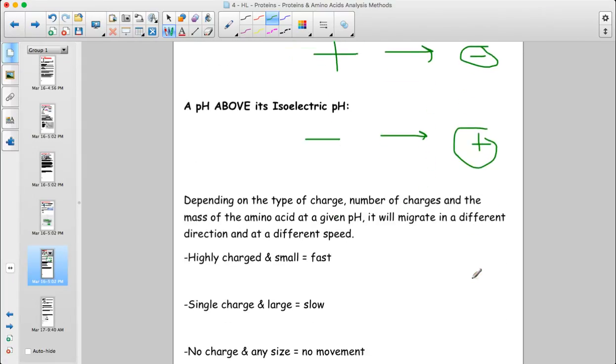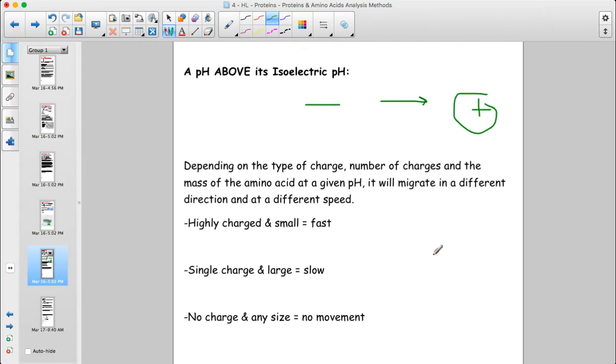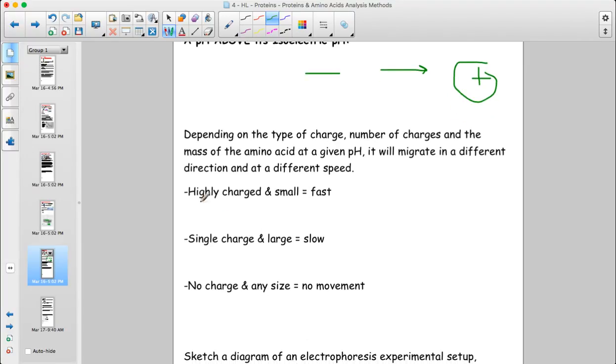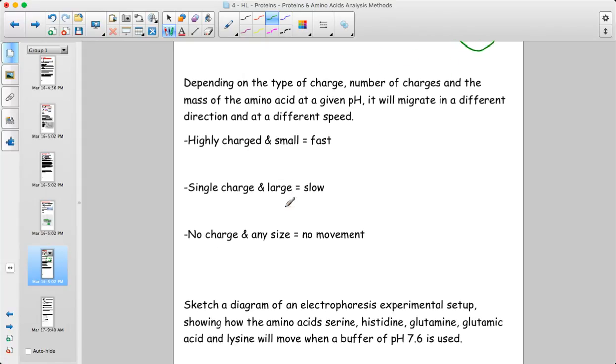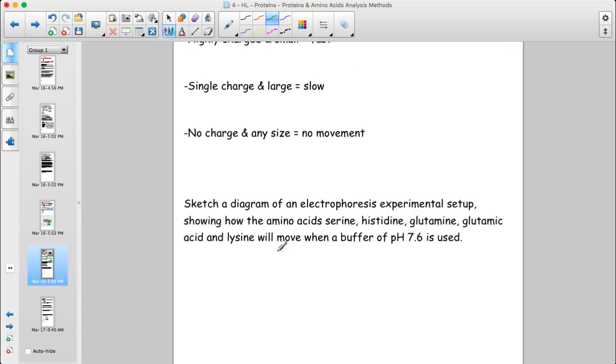And depending on the type of charge, number of charges, and the mass, it will migrate in different directions and at different speeds. Small amino acids tend to move faster, especially the higher their charge, and big ones tend to move slower. No charge won't have any movement.